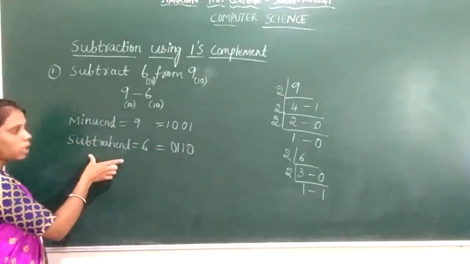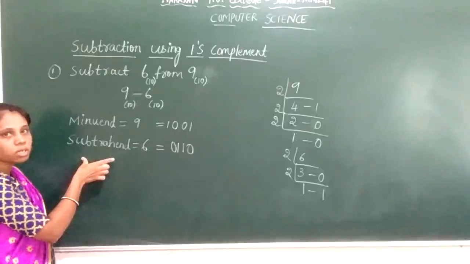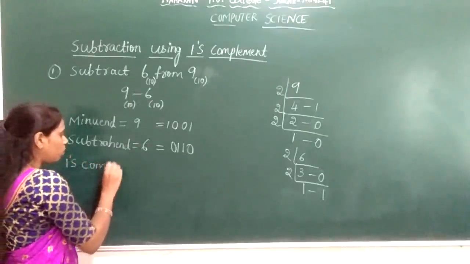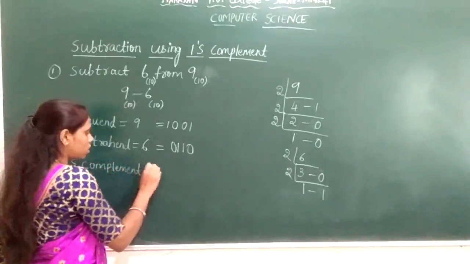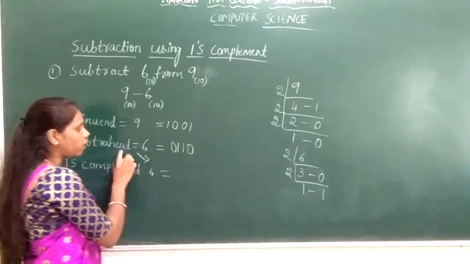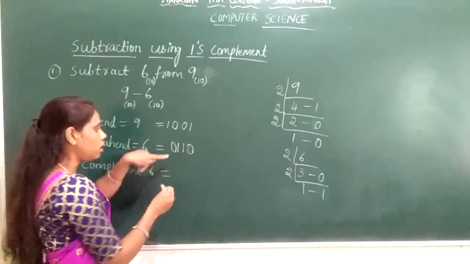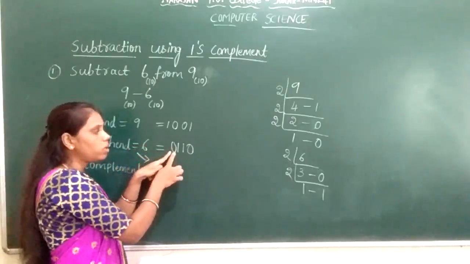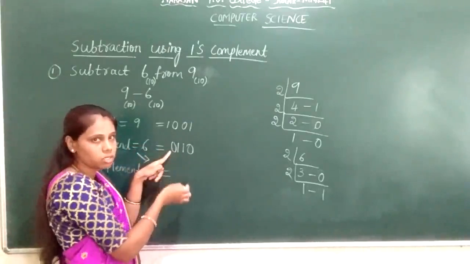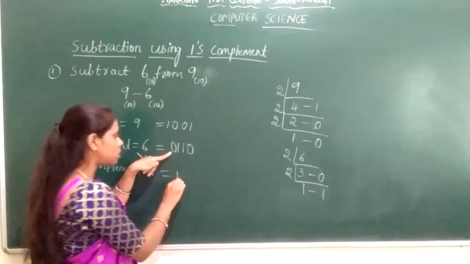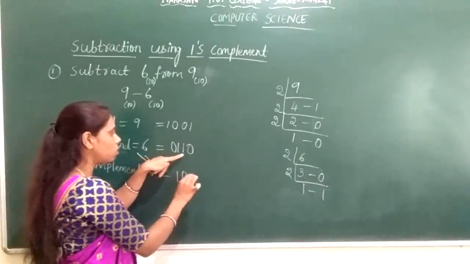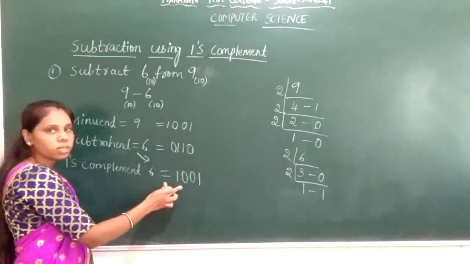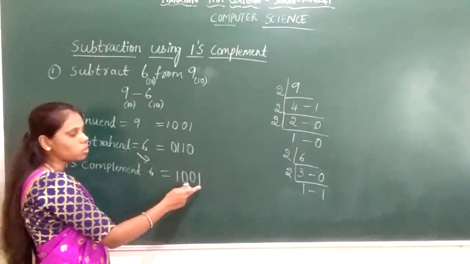Now you should take the 1's complement of your subtrahend, which is 6. I will take the binary value directly and find the 1's complement. What is 1's complement? 0 should be changed to 1 and 1 should be changed to 0. Here 0 is changed to 1, 1 is changed to 0, 1 is changed to 0, and 0 is changed to 1. This is the 1's complement of 6. The 1's complement of 6 is 1001.